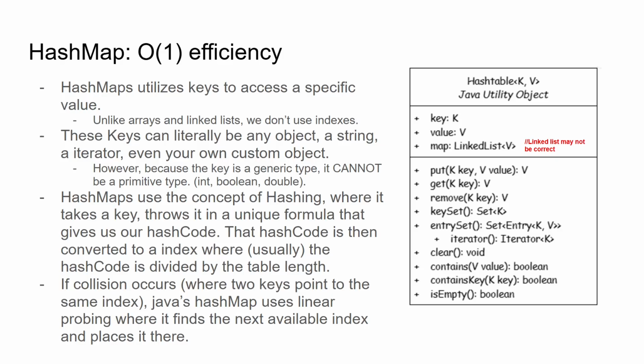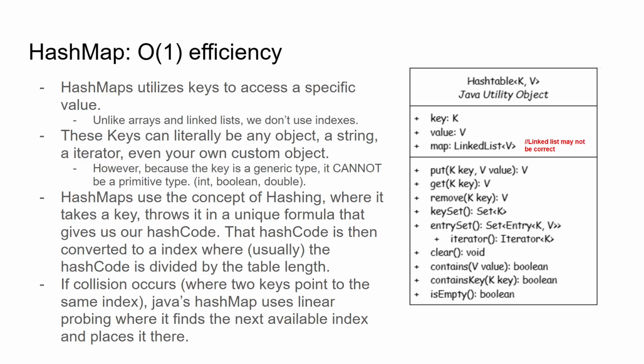Unlike arrays, this data structure reads a key object to obtain a stored value. Hash maps utilize hashing to convert a key object into a hash code using a hash function. This hash code is then modded by the length of the table to obtain an index. Of course, the hash function is not perfect and collisions are prone to happen.